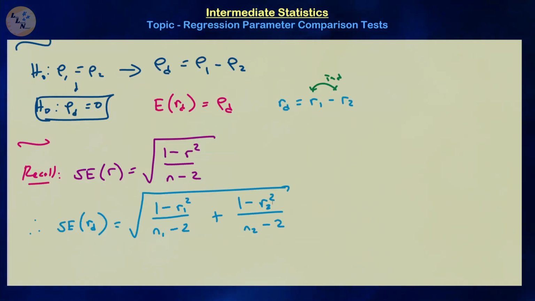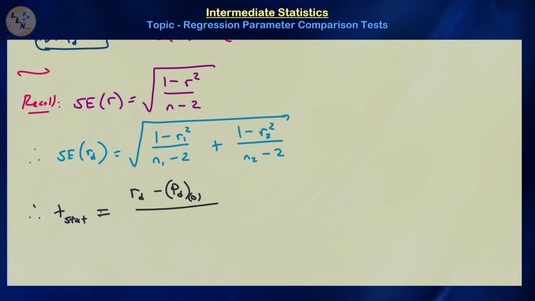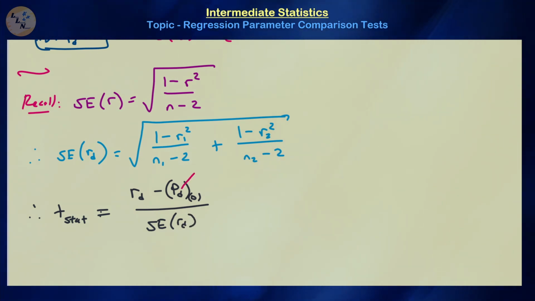Once we have our standard error, then everything else should follow very, very nicely. So we're going to have a test statistic, a t-stat, equal to the point estimate minus the claimed value of the difference, divided by the standard error of rd. Again, this is typically taken to be 0, but it doesn't need to be.